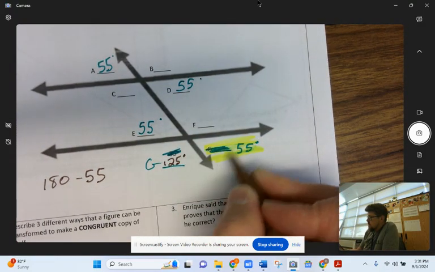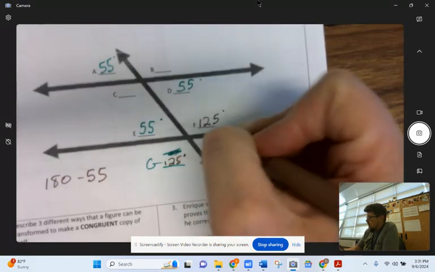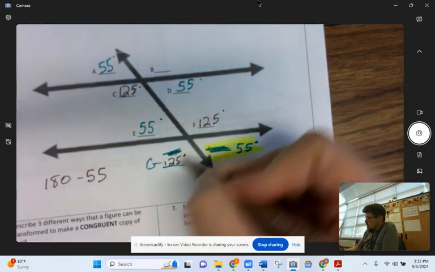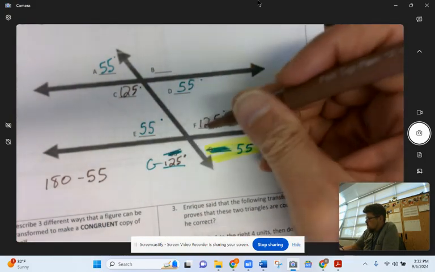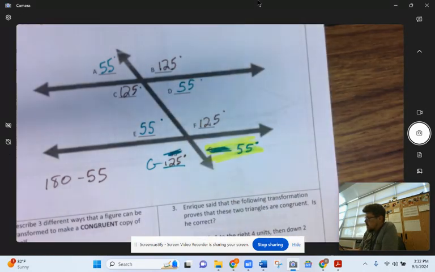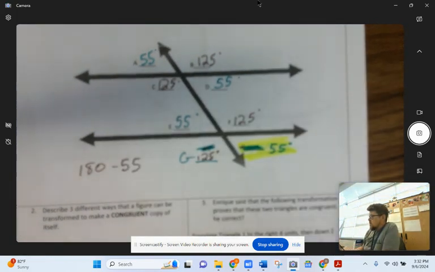Okay, those two being supplementary, and then I can use the vertical angle relationship right here. I can use that alternate interior here, and then I can do that alternate exterior here, or I can do corresponding angles here, like so. Yeah, and that's kind of how we figure those out. Okay, now we'll take a look at number 2.